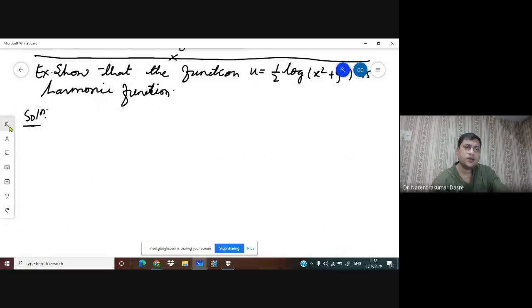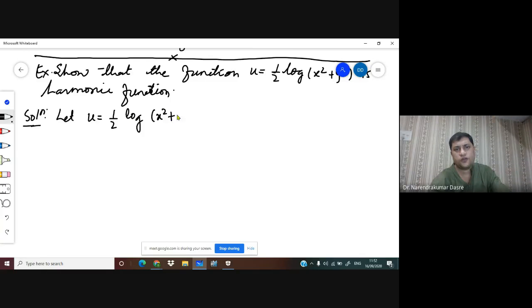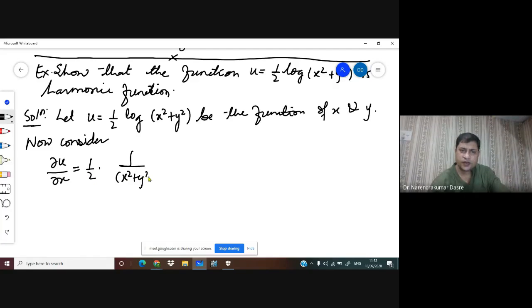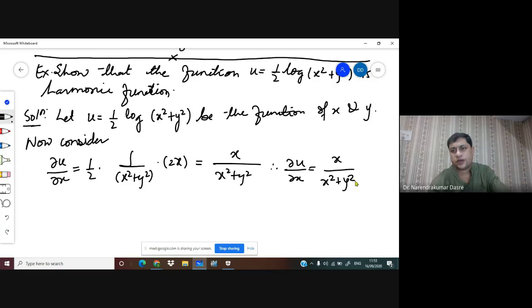Okay, what we have to do is always write the given thing. So let u is equal to half of log of x square plus y square be the function of x and y. Now consider the derivative of u with respect to x. So we have to find the derivative of this. This half remains as it is, 1 upon x square plus y square, and the derivative of this term is going to be 2x. So this 2 and this 2 will get cancelled, so we'll be having x upon x square plus y square. So we get del u by del x is equal to x upon x square plus y square.